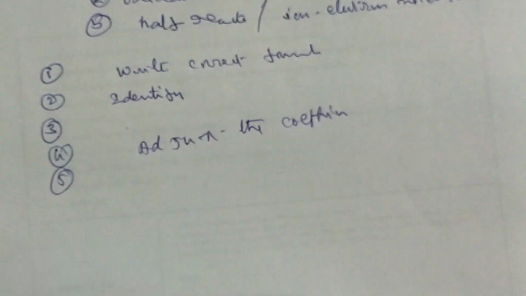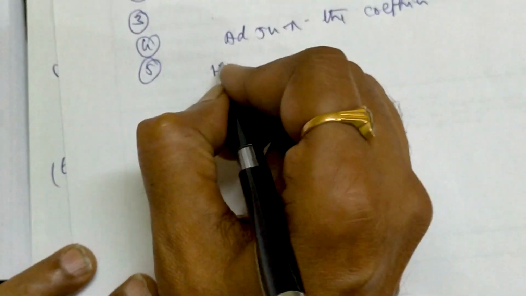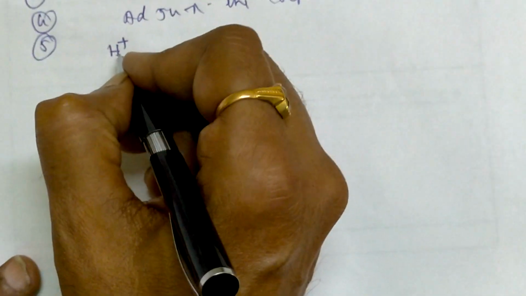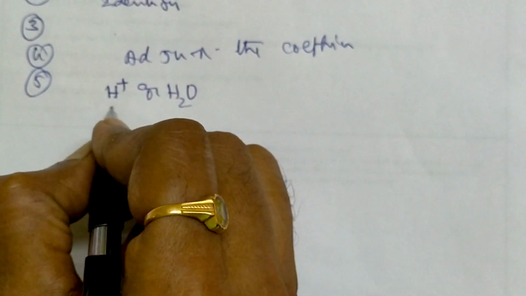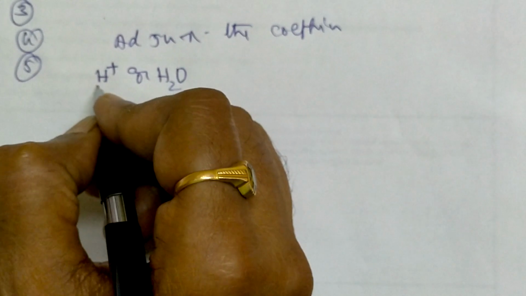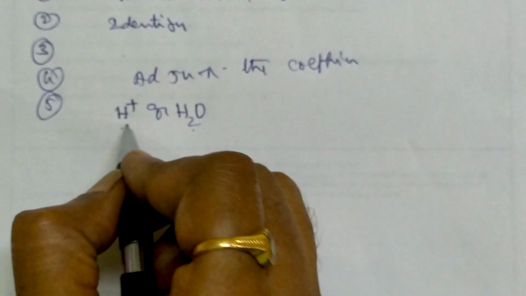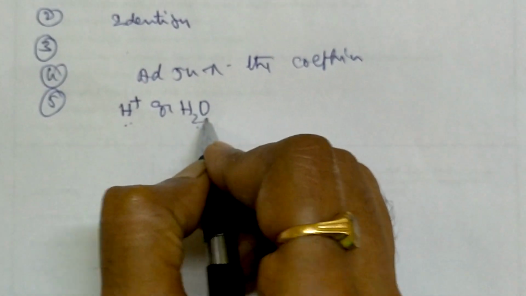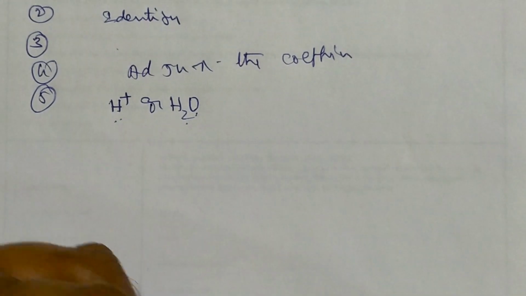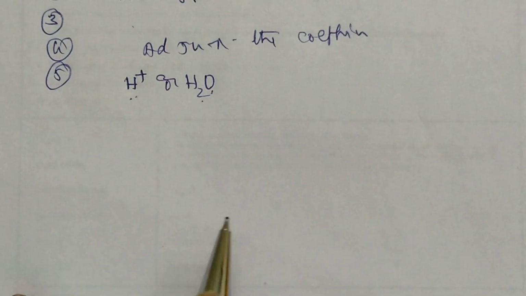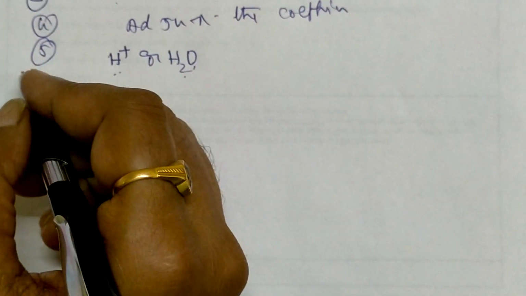The fifth is slightly cumbersome. If it is an acidic medium, add H plus ions or H2O. H plus for the acidic medium, H2O or OH minus for the basic medium, whichever is the convenient way, wherever the deficiency. We will start doing one small problem, then you will come to know and we will understand.